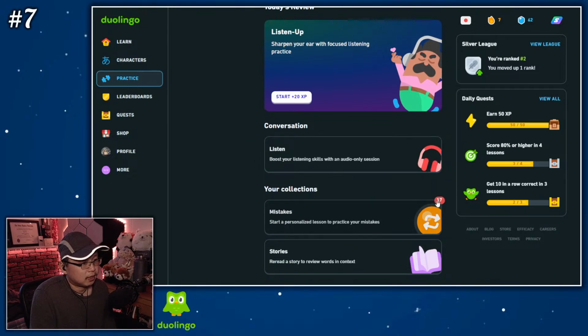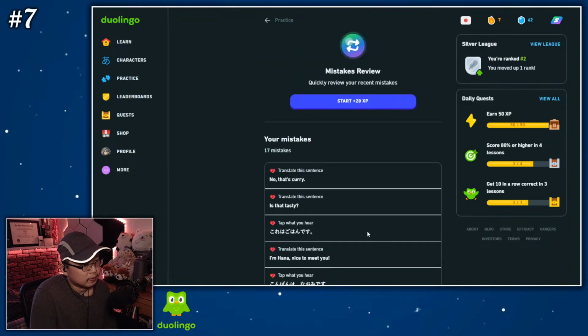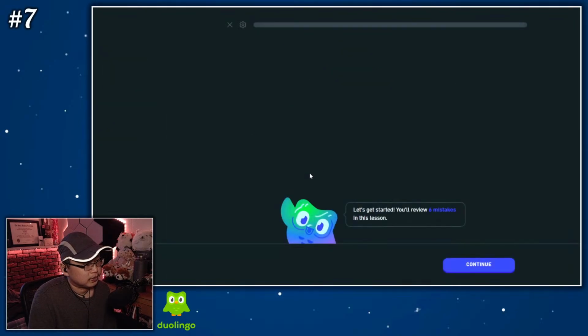So let's get rid of the 17 mistakes that I've made before, which is also another feature of Super. And I haven't moved far enough in the units yet to get my first story to read, unfortunately. I'm really excited though about reading my first story. So let's fix all our mistakes while we have the opportunity.